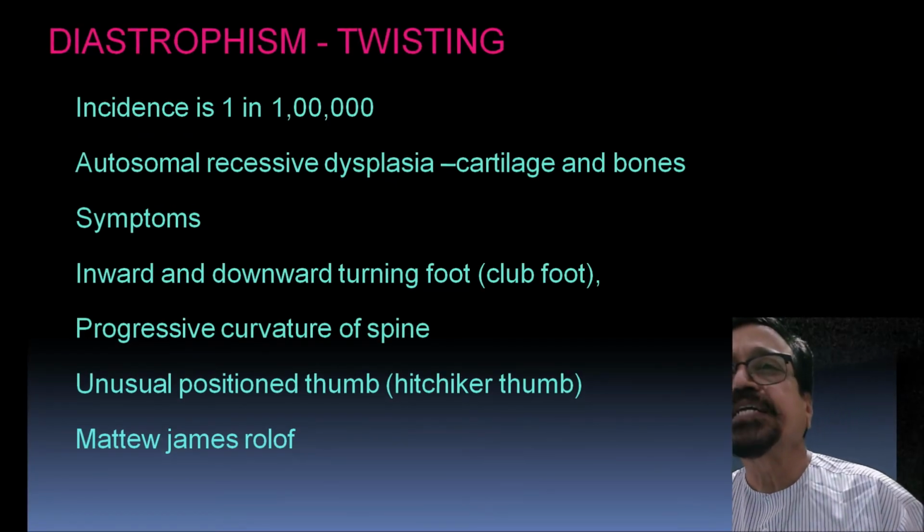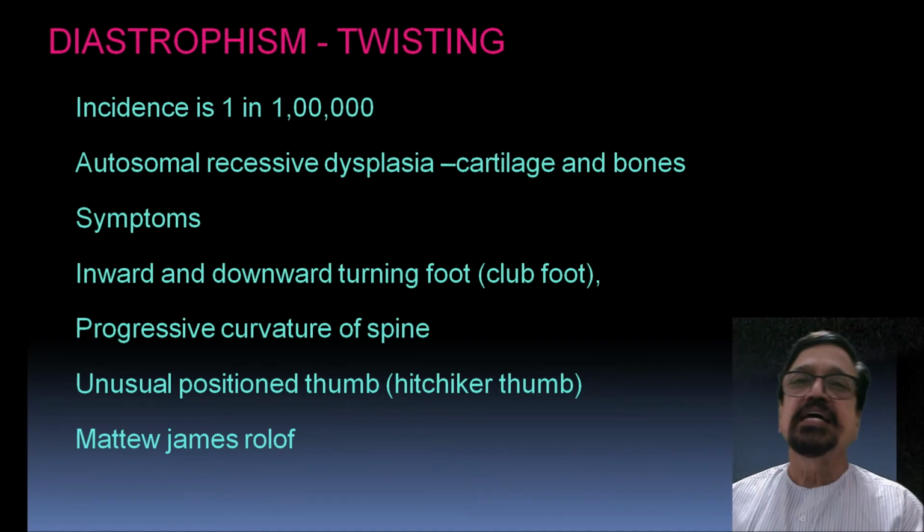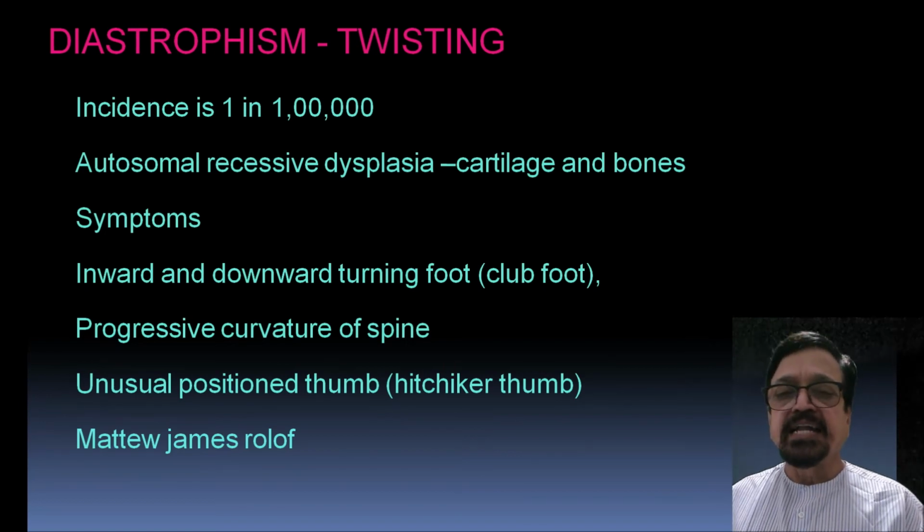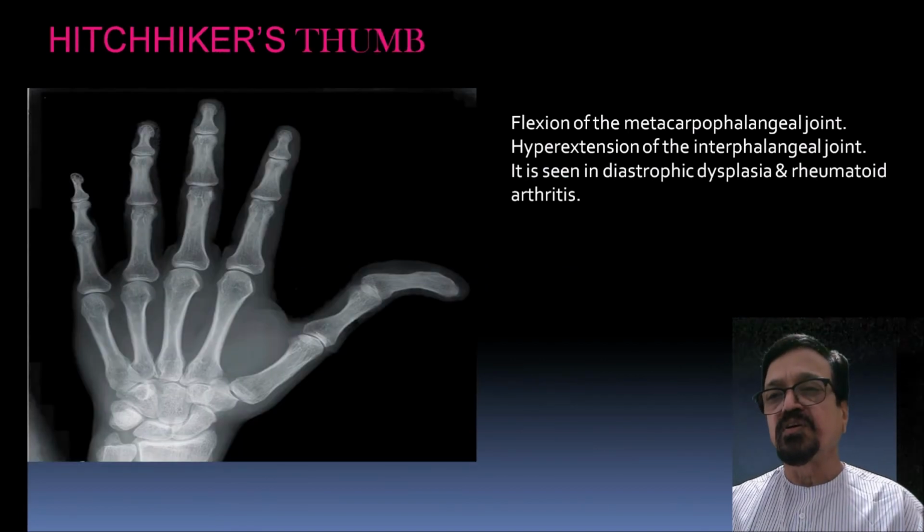Now diastrophic dysplasia: the incidence is 1 in 1 lakh. This is an autosomal recessive dysplasia. Cartilage and bones are more affected. The symptoms include inward and downward turning of the foot, progressive curvature of the spine, and unusual position of the thumb, that is the hitchhiker's thumb.